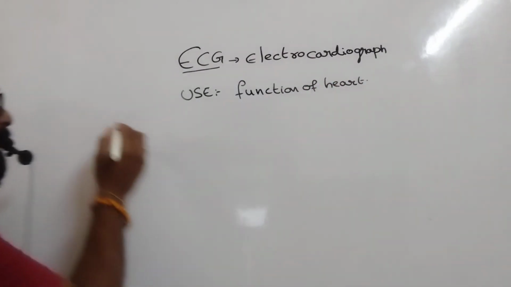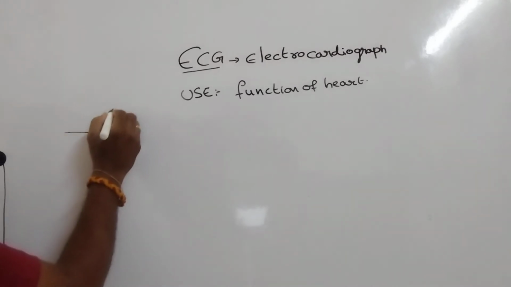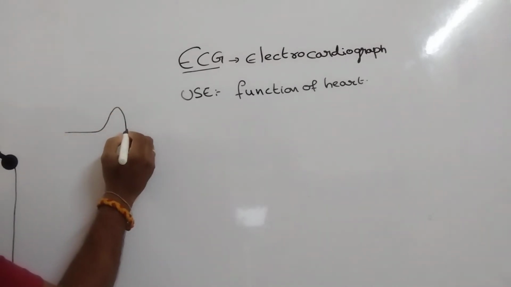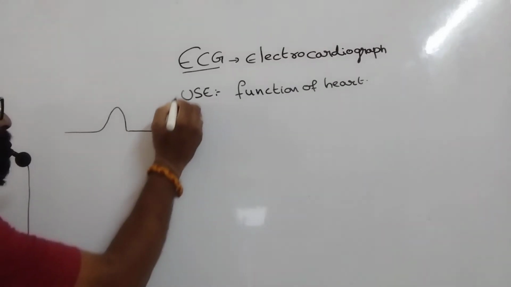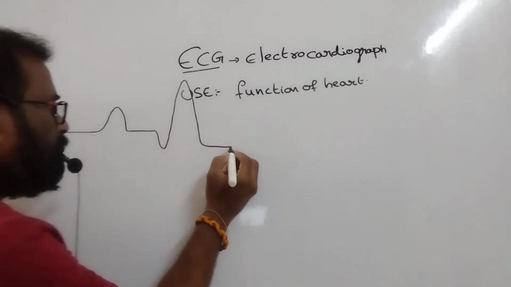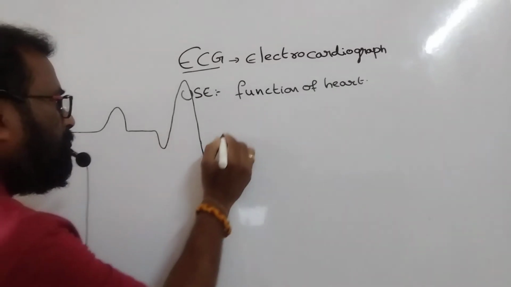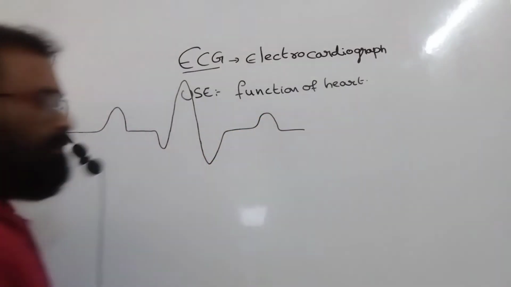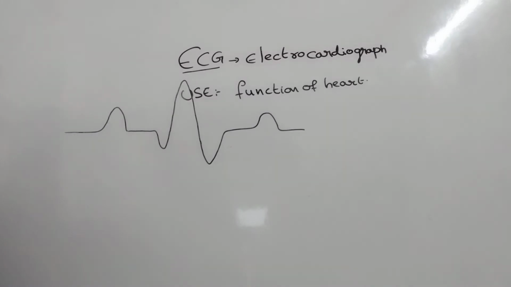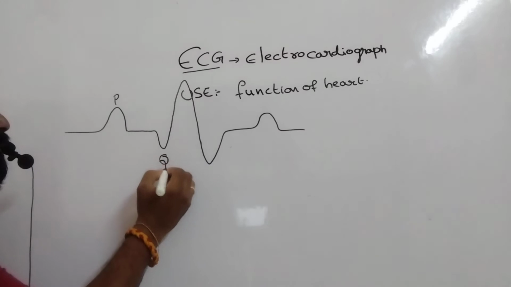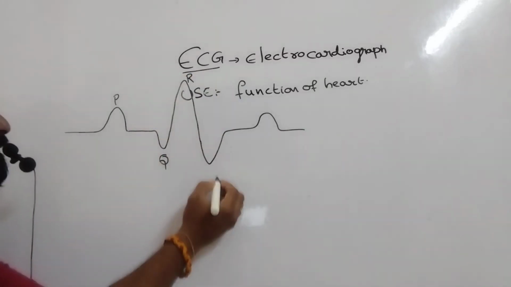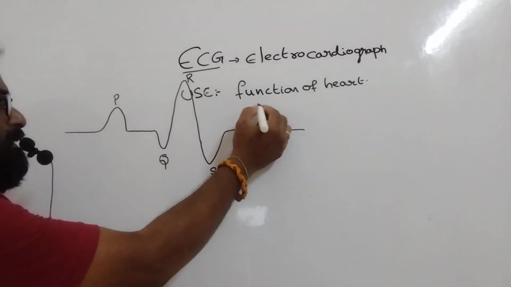There is a typical graph that is obtained, like this. This is the typical graph. It is P, it is Q, it is R, this is S, this is the T.